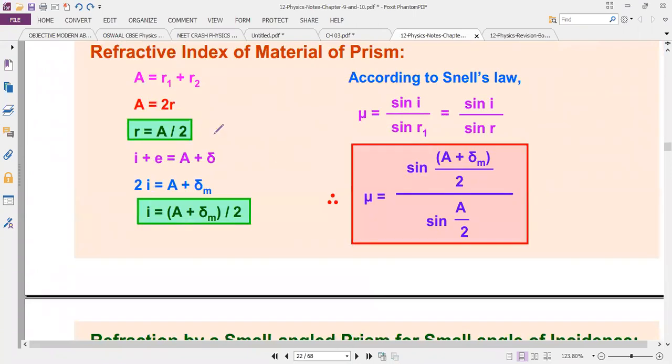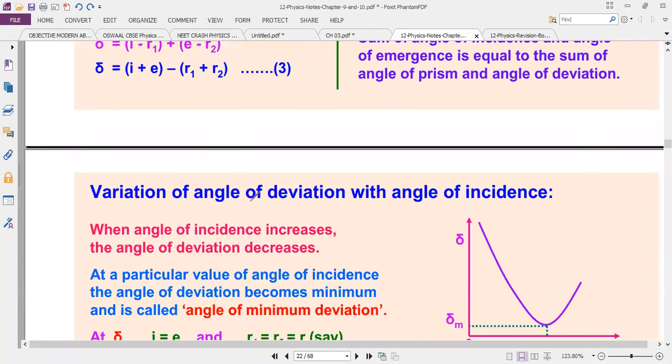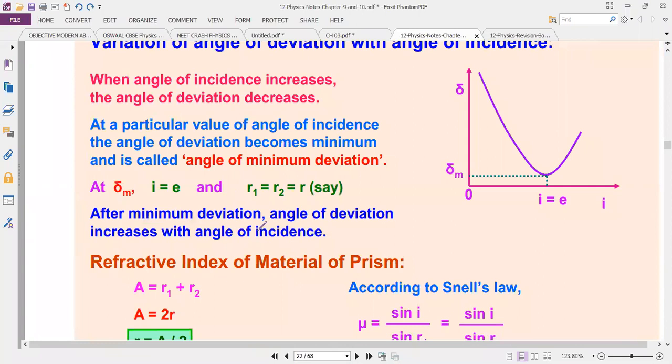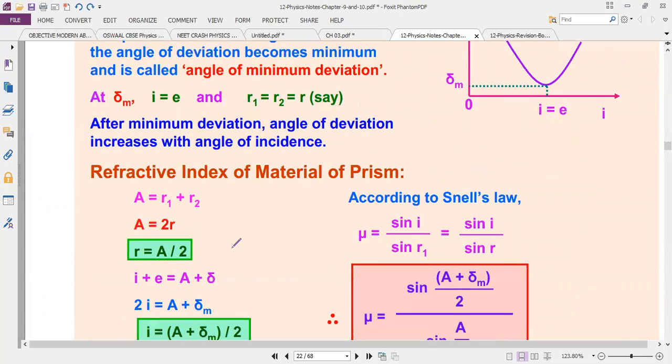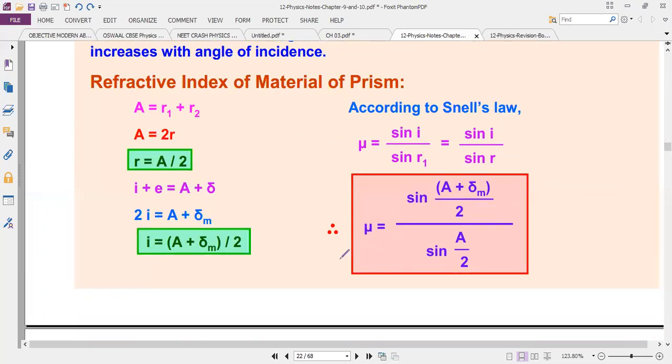This derivation part we'll discuss now. Earlier I gave only the formulas: the I value, the R value, the variation of the angle of deviation with the angle of incidence, and the refractive index of the prism material, the mu value.